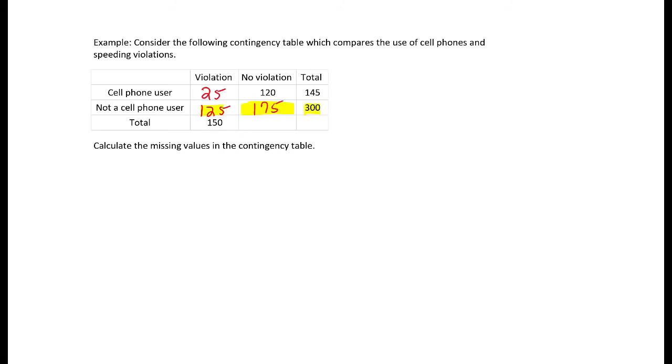Next, to get the number of people who did not receive a violation, no speeding tickets, we're going to take 120 plus 175. That gives you a grand total of 295. I believe my math is correct. Then lastly, to get the grand total number of people in this survey, you can either take 150 plus 295, or you can take 145 plus 300. Either way, you should get 445.